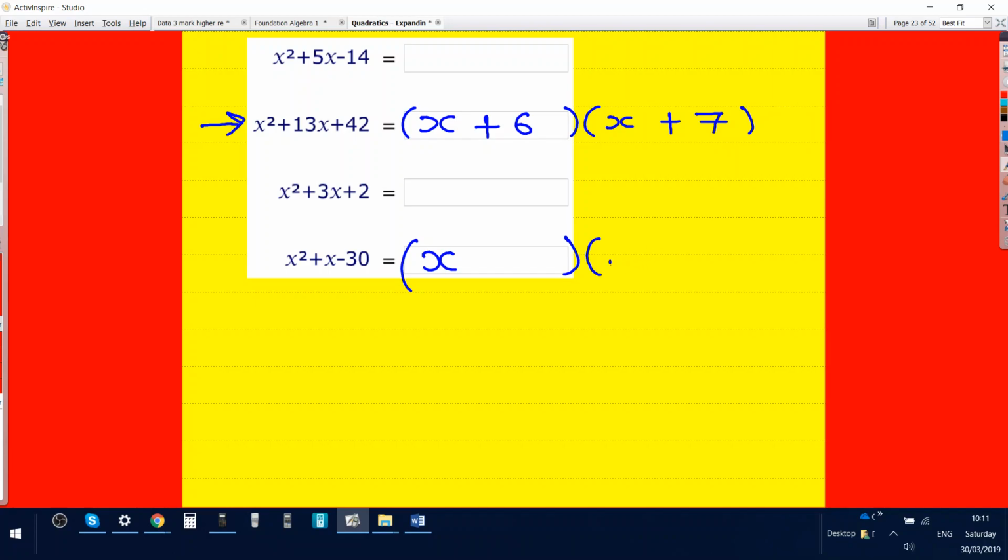And it would have to be something to times to get 30, so it'd be 6 and 5. One would be a positive and one would be a negative. So would the first bracket be plus 6? Mm-hmm. And the next one be minus 5? Yeah.